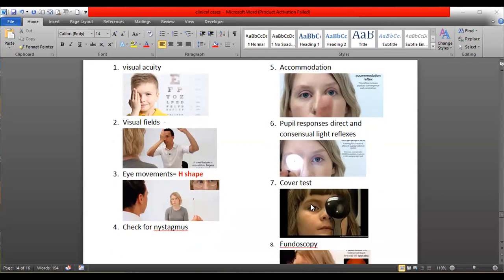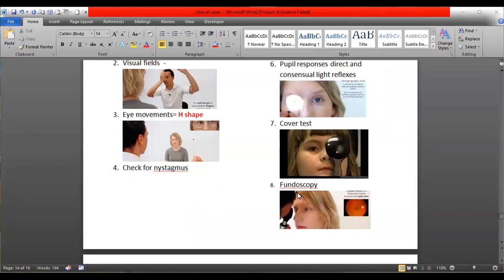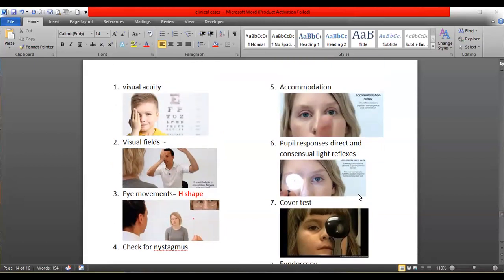After that, the cover and uncover test, usually needed for non-paralytic squint. We'll see the videos, which will be more helpful. And after that, last, this is usually not asked to be done in the exam, but we need to mention that I will check the fundus with fundoscopy. So these are the steps of examination. Most of the eye examination will be covered with these 8 steps.